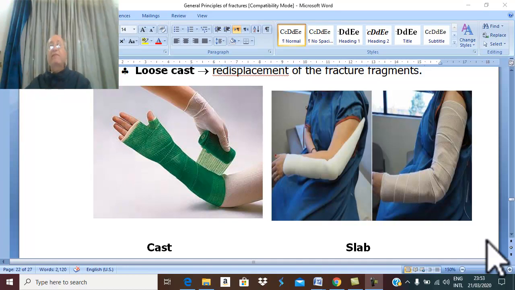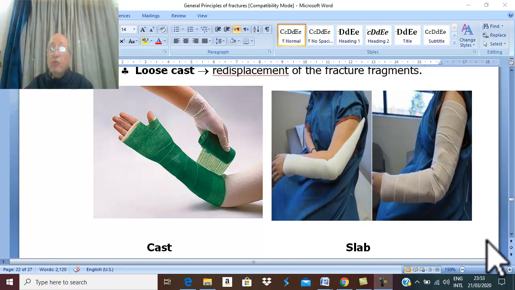What is the aim of this fixation? We reduce the fracture. What maintains this reduction? And what maintains the normal anatomical position? Therefore, fixation, and perfect fixation, is essential. And the aim of fixation is to maintain reduction and fix the fracture fragments until evidence of complete union occurs.